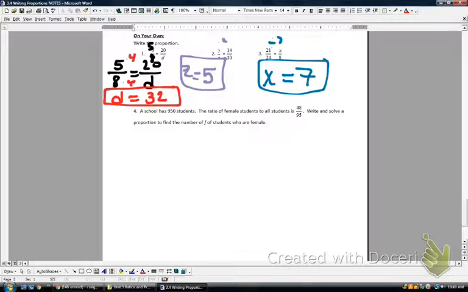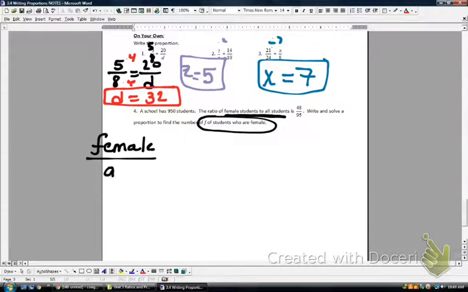Alright, let's look at our last example, and then we will be done with our lesson. It says a school has 950 students. The ratio of female students to all students is 48 to 95. Write and solve a proportion to find the number of students who are female. Alright, so I have female, here's my ratio, female to all. So that's my cheat sheet or my table, depending on which you prefer.